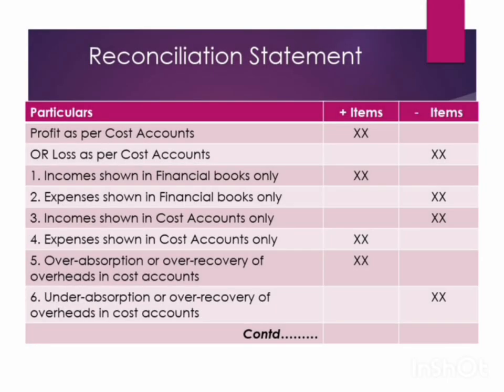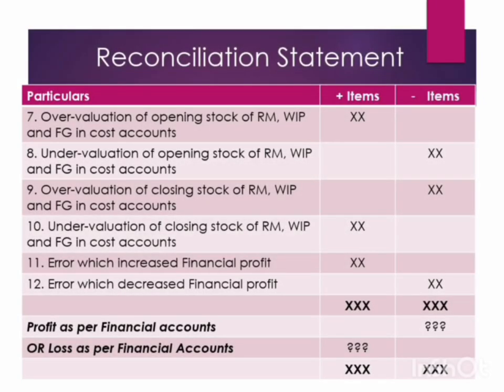Let me show the format of the reconciliation statement. Firstly, profit as per cost account is the base for the reconciliation statement, as given in a sum. The following items should be added: income shown in financial books only and expenses shown in cost accounts only, then over absorption or over recovery of overheads, then over valuation of opening stock of raw materials and work in progress, then under valuation of closing stock of raw materials and work in progress, and finally, errors which increased financial profit. These items should be added to the reconciliation statement.